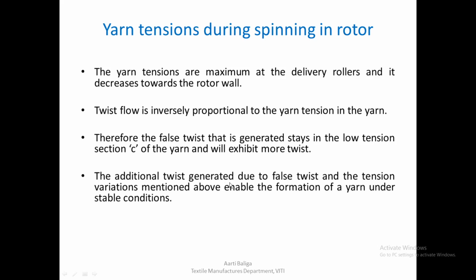The additional twist generated due to the false twist and the tension variations that we have just seen, because of both these reasons, will help the formation of the yarn under stable conditions. Otherwise, we wouldn't have been able to form the yarn because of constant breakages. The conditions would be very unstable. The false twist effect also increases with the rotor speed. We should also know that as we increase the rotor speed, the false twist effect will go on increasing.